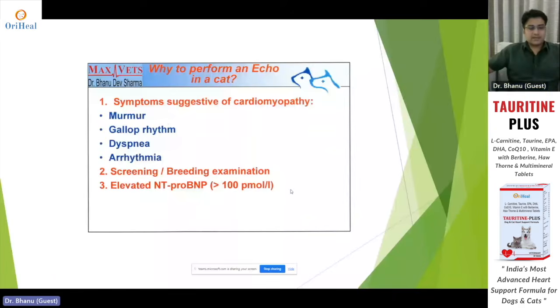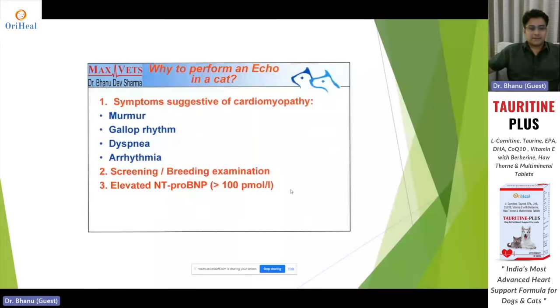And let me give you an example. Let's say a cat comes with dyspnea, and you do the auscultation, and there is a doubt in your mind whether this is respiratory or whether this is cardiac. Well, my suggestion to all of you would be that, if you don't have the diagnostics, you can keep these kits handy, or you can refer for the analysis of NT-proBNP levels. If it is more than 100, you can suspect cardiomyopathies.